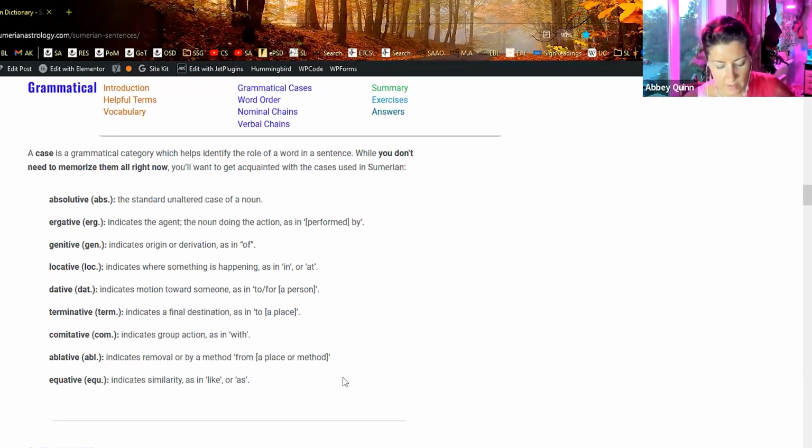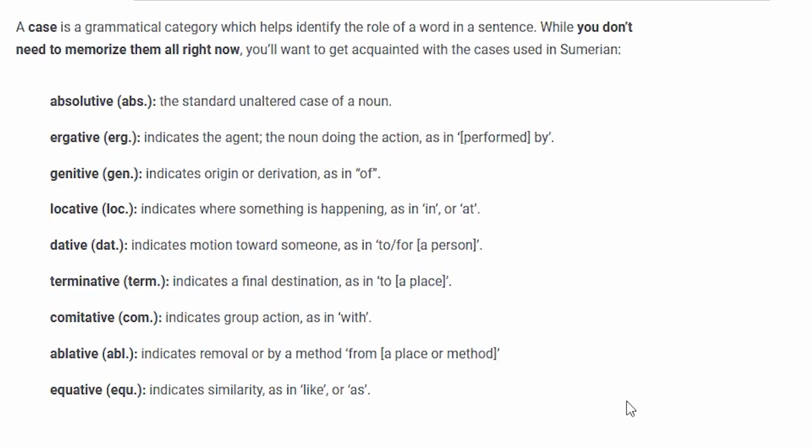Again, if you already speak a little Sumerian or you're familiar with some of these, you may also recognize that there are, depending on who you talk to, more cases than this or fewer cases than this, but these are the major ones and these are the ones that we are going to be starting out with. And finally, the equative case, which indicates similarities such as like or as, in shining like the sun.